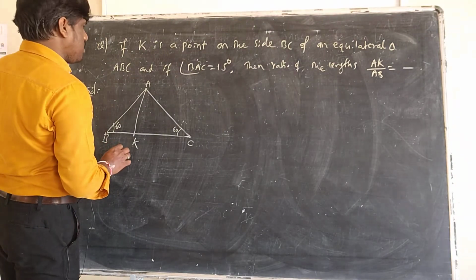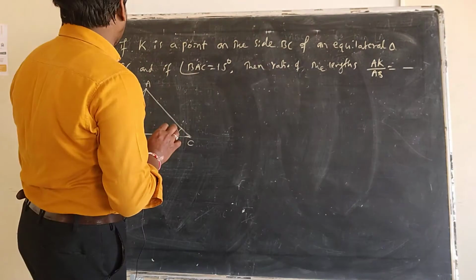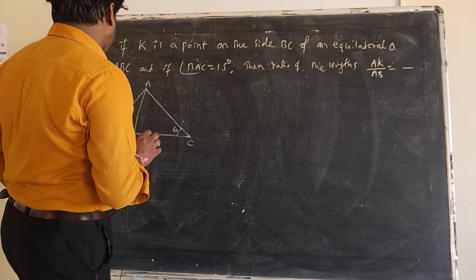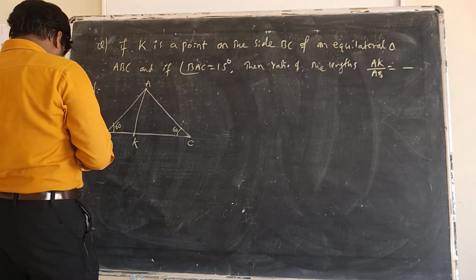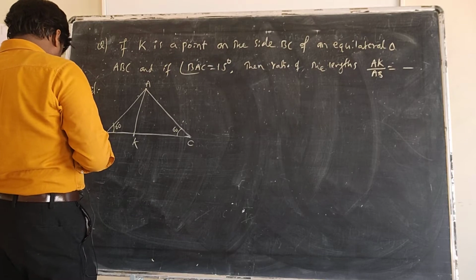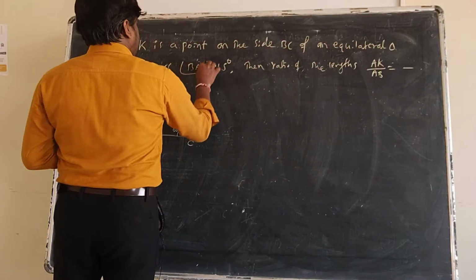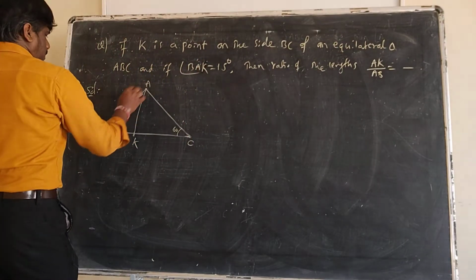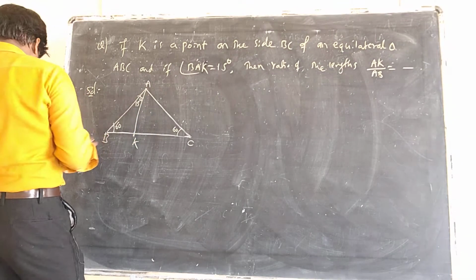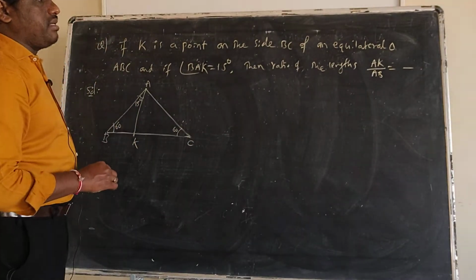What did they say? K is a point on the side BC of an equilateral triangle ABC. And if angle BAC... one second, I will check the question. Angle BAK is 15 degrees. BAK, this is 15 degrees. Okay, BAK is 15 degrees. Then the ratio of the lengths of AK by AB is how much?